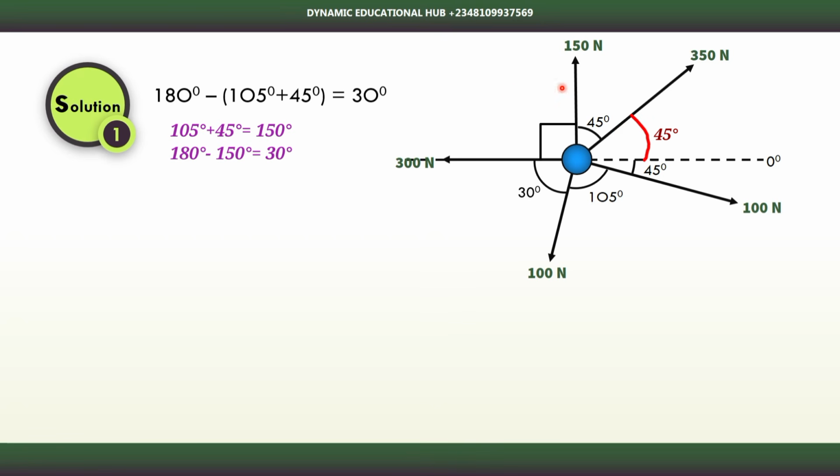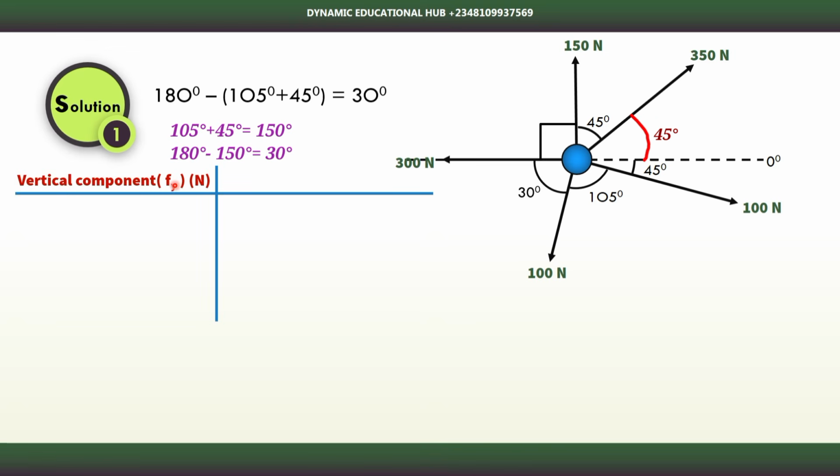Now that we found our angles, the next thing is to start resolving all these forces into their various horizontal and vertical components. So let's have a table here. We are starting with vertical, but you can start with horizontal, anyhow you want it. So I have the vertical component, which is Fy in Newton, then the horizontal component of these forces in Newton as well. You can pick any of these forces as a starting point, you can choose it randomly. Just make sure that you choose all these forces.